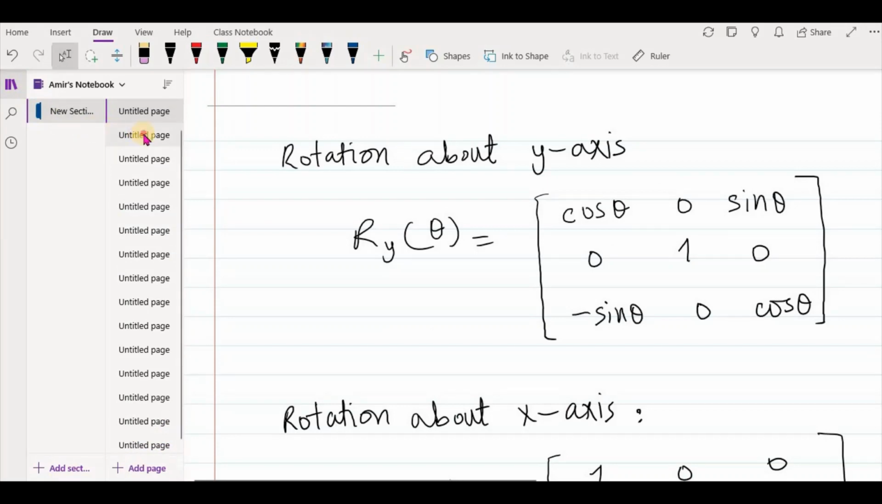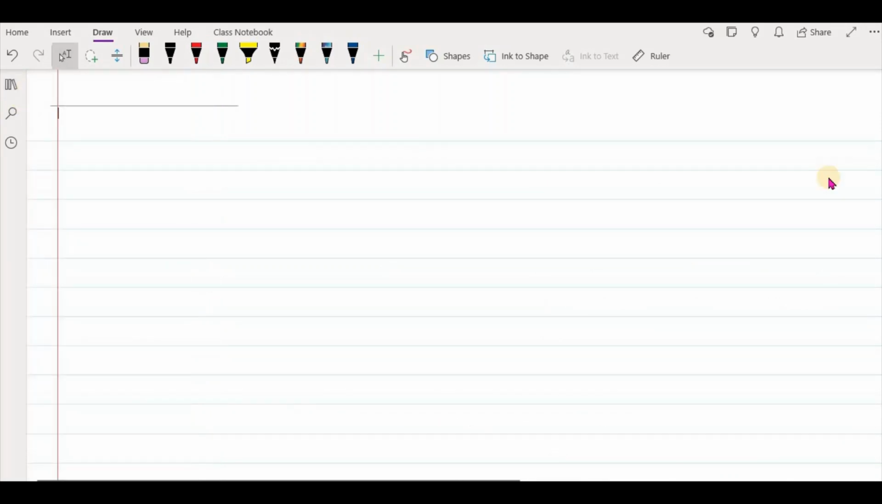Okay, so now let's talk about multiple rotations. Let's say we have here an axis, in 3D we have y-axis, x-axis and z-axis. Here we have y-axis, and here we have x-axis and z-axis.